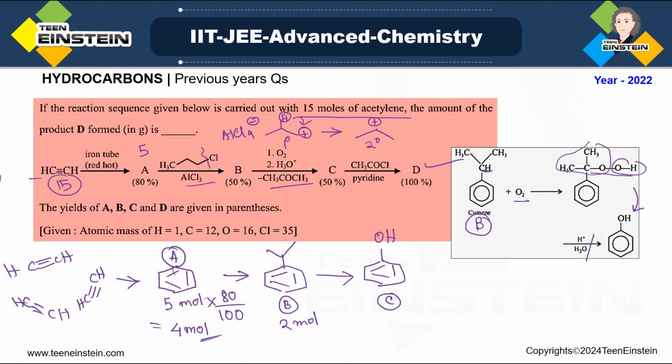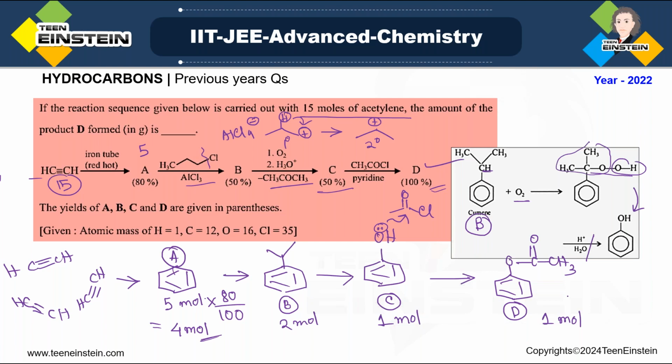C is phenol. Now from B to C again 50%. That means this should be 1 mole. Fine. Finally, you are treating it with CH3COCl in presence of pyridine. So this oxygen, the OH group, will attack CH3COCl. It will attack here, Cl will be removed and the product that we will get will be OCOCH3. Okay, this is our D and it is mentioned 100% yield. That means this should also be 1 mole.